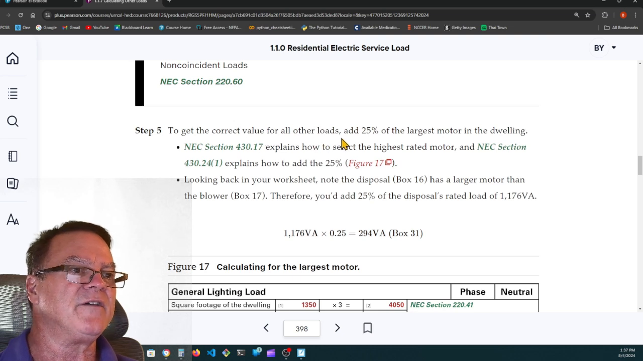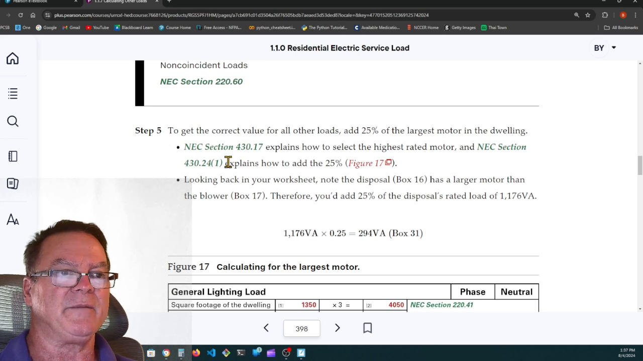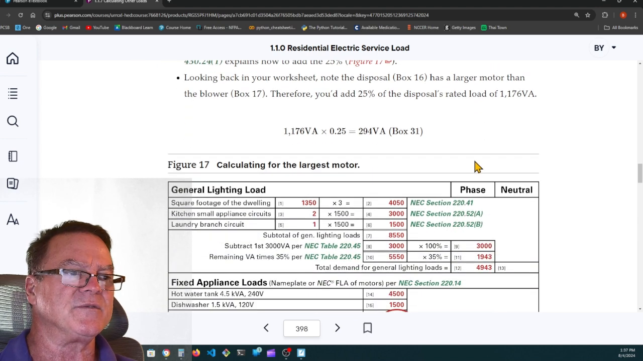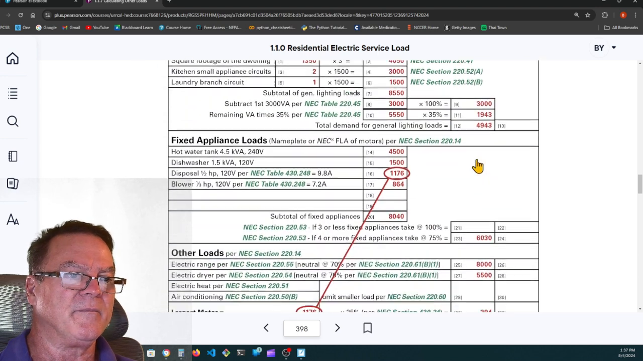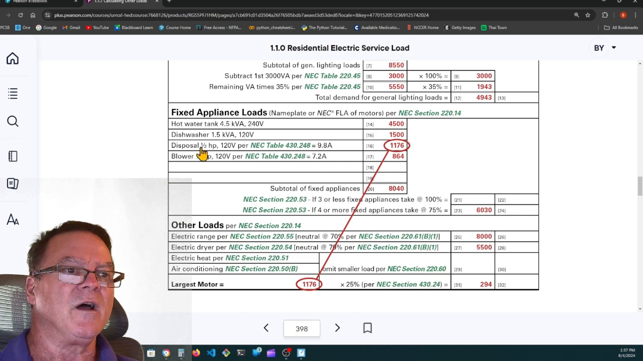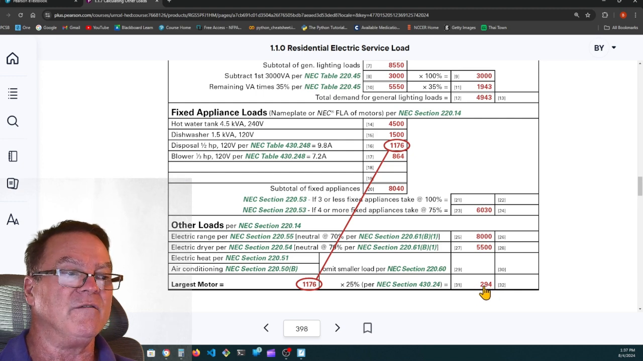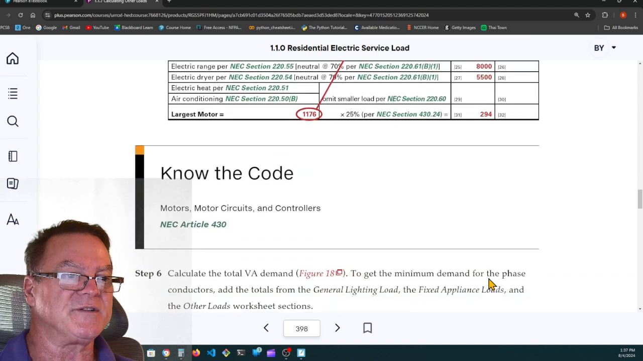To get the correct value of all other loads, add 25% of the largest motor in the dwelling. NEC section 430.17 explains how to select the highest rated motor. And for us, that was the blower motor. I'm sorry, the disposal was the half horsepower. That disposal was 1,176. We're going to take 25% of that and add 294 volt amps for the largest motor load in the residence.